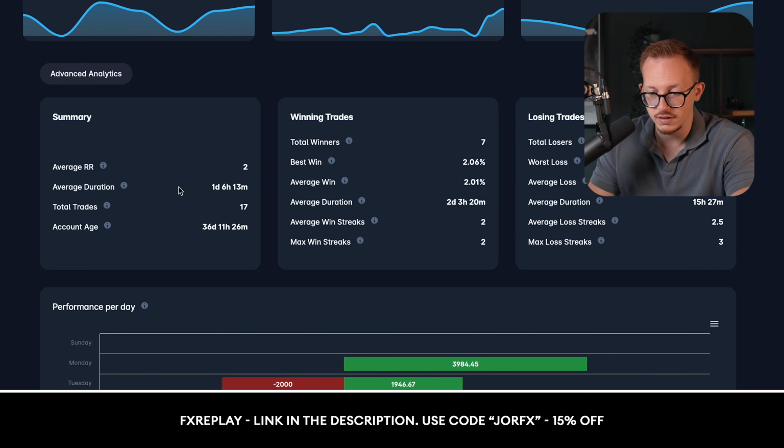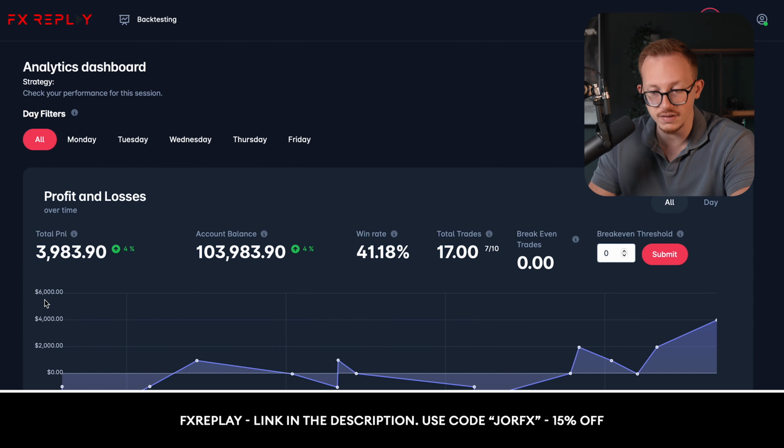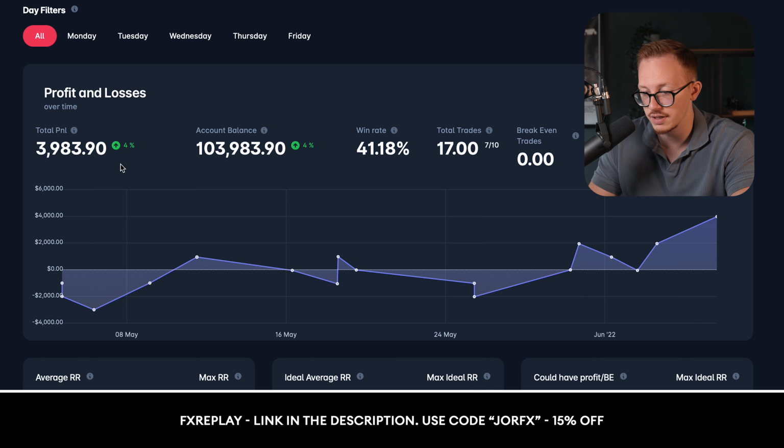Let us see. The average duration is a day and 6 hours, total trades was 17, and we did 36 days over this. So a little over a month of trading with the 1-hour strategy, and we had over 4%. So now let's go to the 15-minute fair value gap entry.